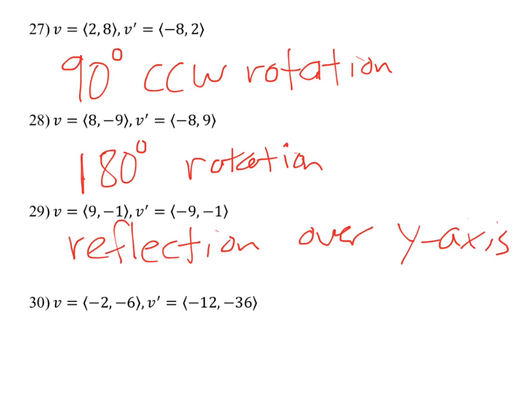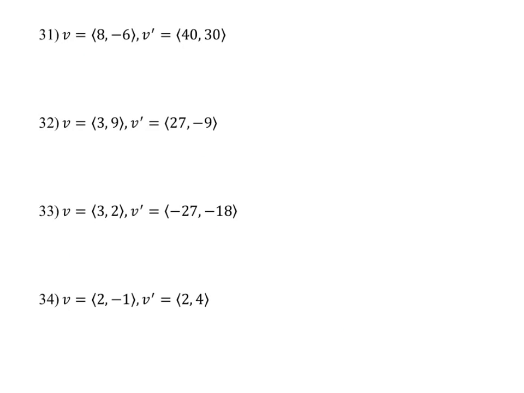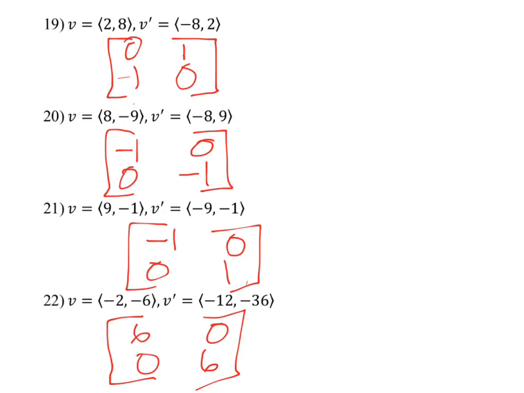And then on 30, we start out at -2, -6, to end up at -12, -36. We get times by 6, which is a dilation, so that's a dilation by a factor of 6. And that brings us to our last column here. And notice these are all like the same things as the ones up here.